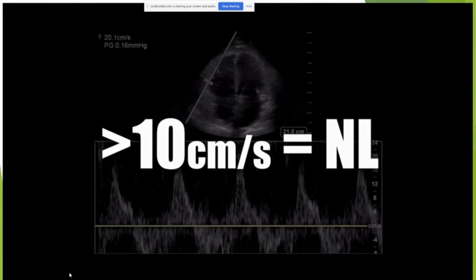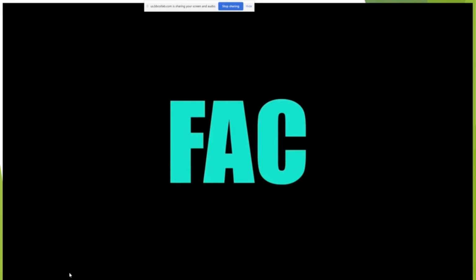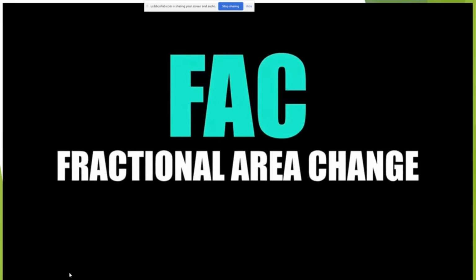It's another way to measure it. You can actually do all three of these methods, or you can just pick one. They're just different ways to measure the same thing. Fractional area change is the last one. This is the one that's the hardest to do, so I do it the least, but it is an option.